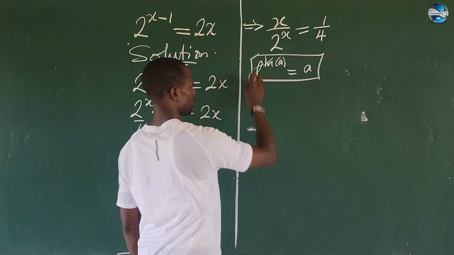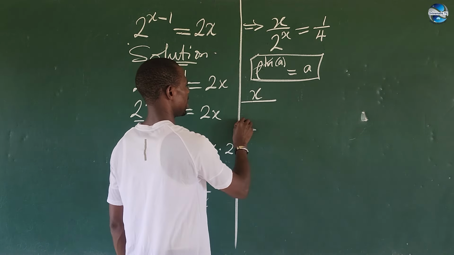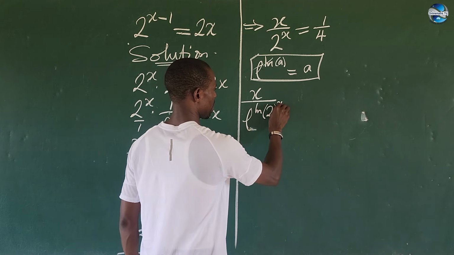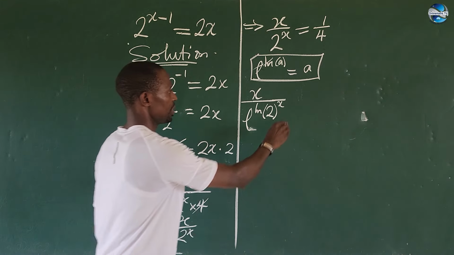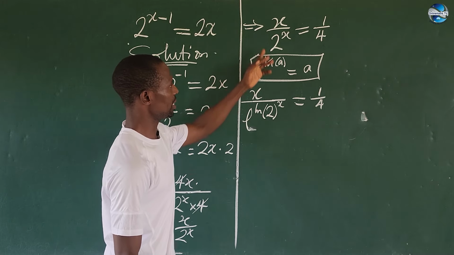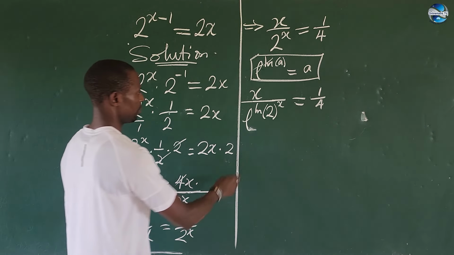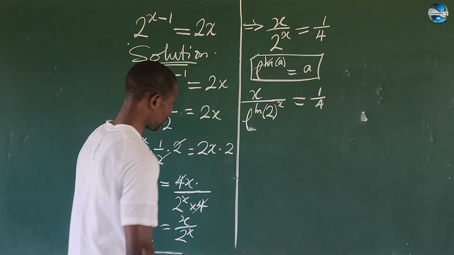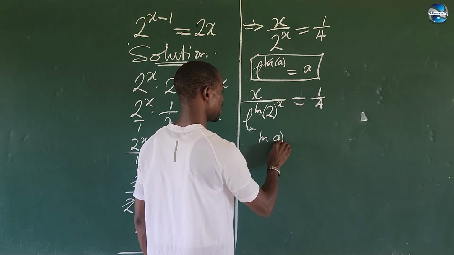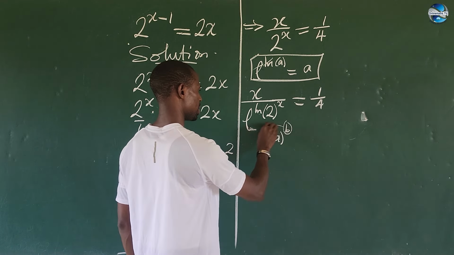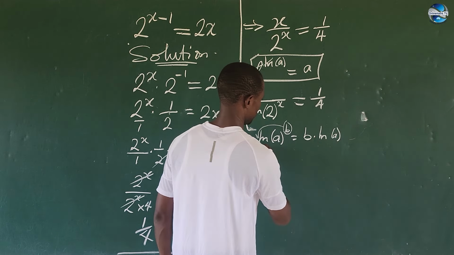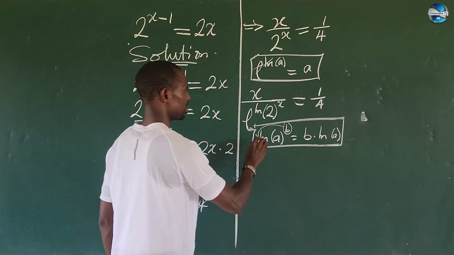So we can rewrite this expression. This will now give us x all over e to the power of ln of 2, put in bracket to the power of x. This would be equal to 1 all over 4. So everything we have here is the same thing as this. So we apply the law of logarithms, which says that if you have the ln of a to the power of b, move this to the front to give us b times the ln of a. So we want to apply this to this exponent.